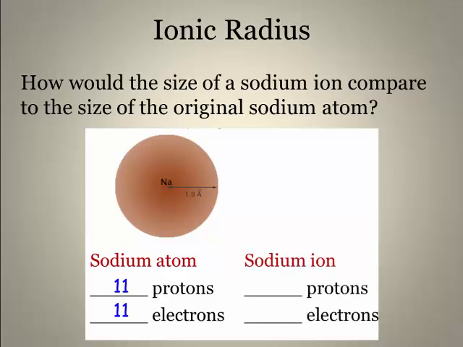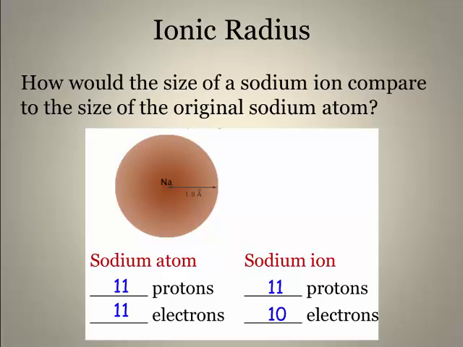What about in a sodium ion? A sodium ion still has 11 protons. It must have, or it wouldn't be sodium. How many electrons does a sodium ion have? We know that a sodium atom has 1 valence electron. It will lose that 1 valence electron in becoming an ion. So a sodium ion has only 10 electrons.